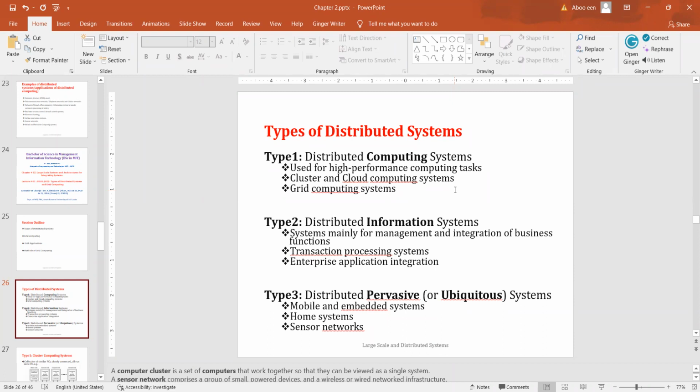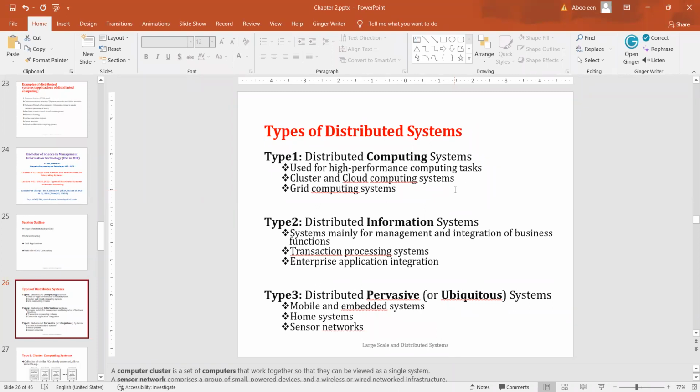Type 1 distributed computing systems are used for high performance computing tasks like forecasting or doing huge amounts of calculations. If they require supercomputing power, they come under this type 1 distributed computing system. Cluster and cloud computing systems also come under this distributed computing system.